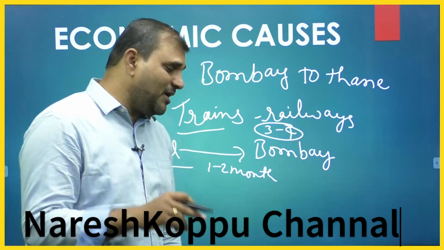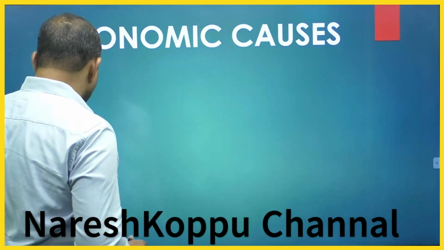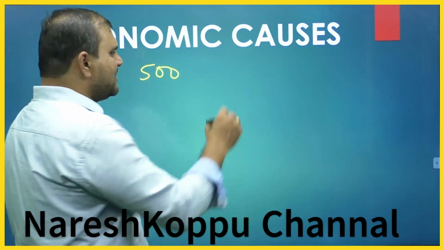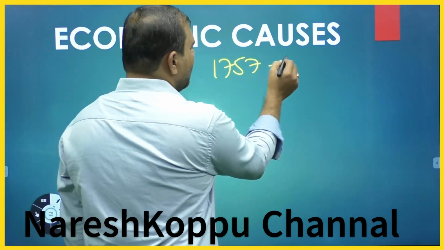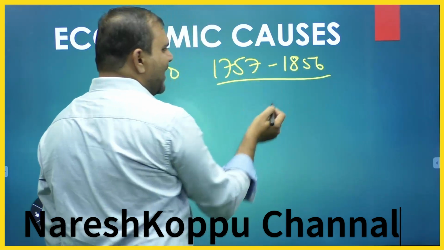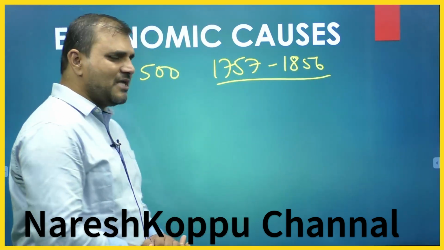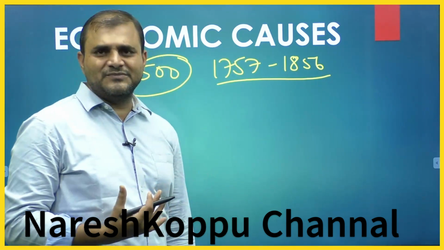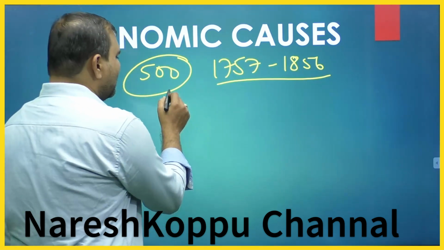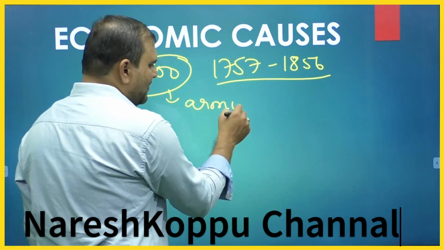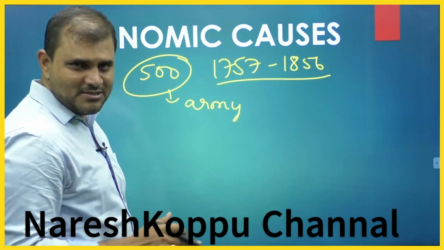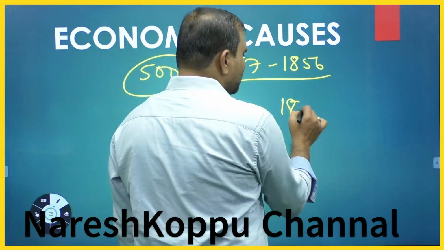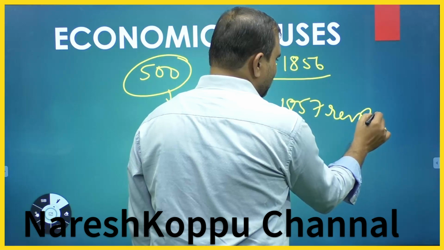Another thing is that the British captured around 500 kingdoms between 1757 and 1856, from the Battle of Plassey to about 1856. When they captured a kingdom, they suspended or disbanded its army. These soldiers became unemployed. When the revolt started, these soldiers joined the 1857 revolt.